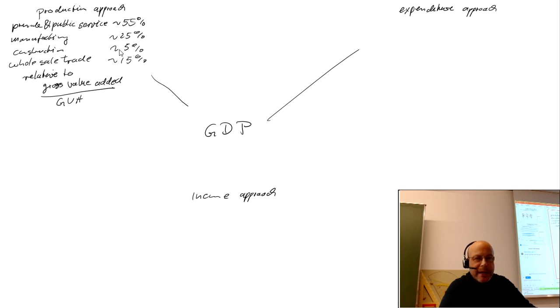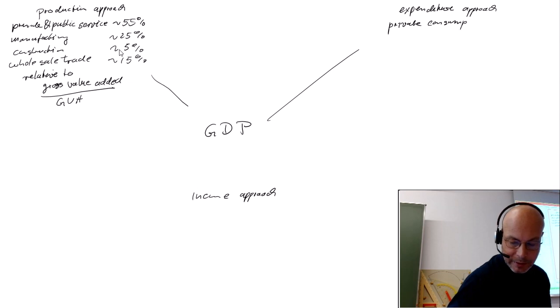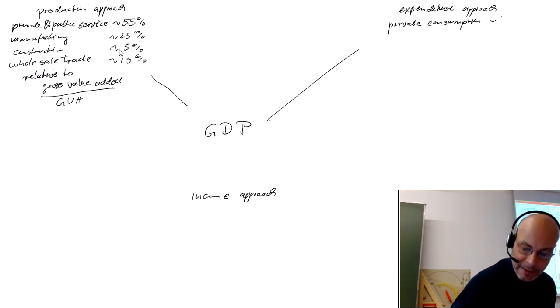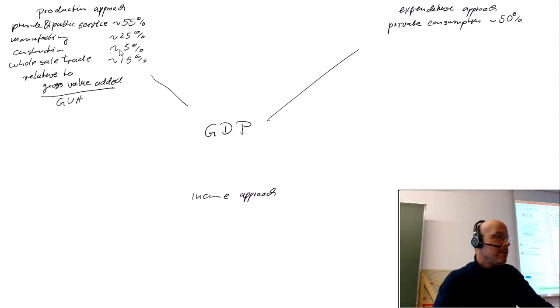When you have your money, what are you then doing? Think of the circular flow, then we are consuming. So private consumption. This was also roughly 50% right now.